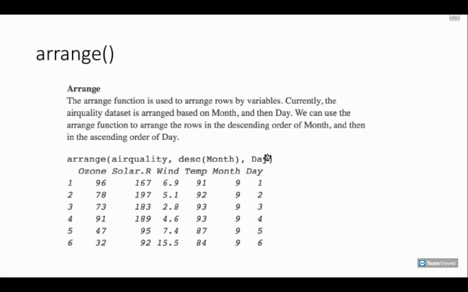If you don't give it anything, the default is ascending, so it will start from low to high. But if you want to specify the reverse order, you'll have to specify descending. So for descending order, since it has months 5 to 9, because it's descending, it goes from month 9 to 5. And then the day will still be ascending because we didn't use a descending function for the day over here.